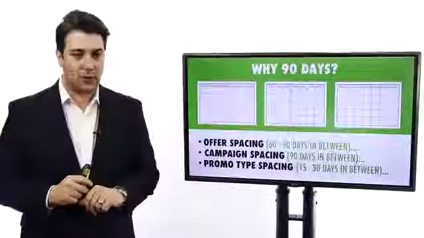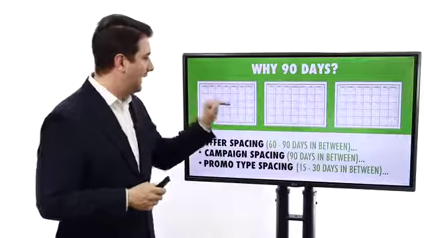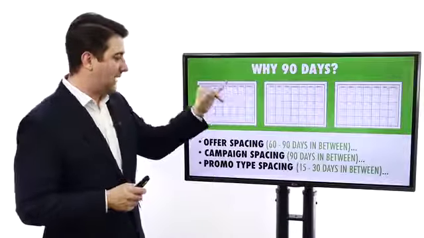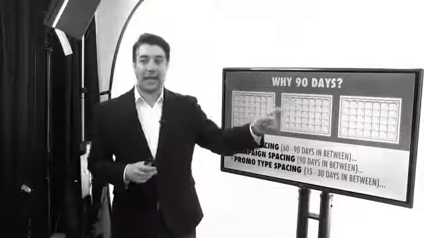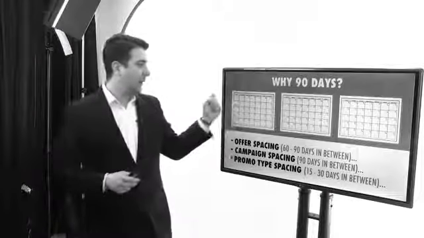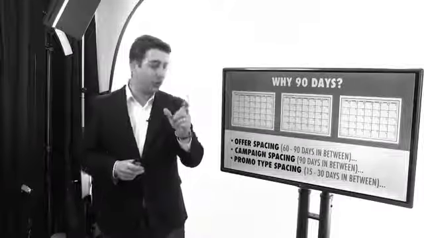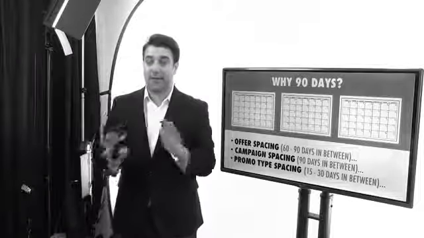And let me explain. So offers. If we run an offer here at the beginning of month 1, we don't want to run that exact offer again, exact offer, exact campaign for 60 to 90 days. So here we're talking not running it again until over here, right? If we run a specific campaign, an individual campaign, again, same offer, same campaign, we're talking definitively 90 days in between.